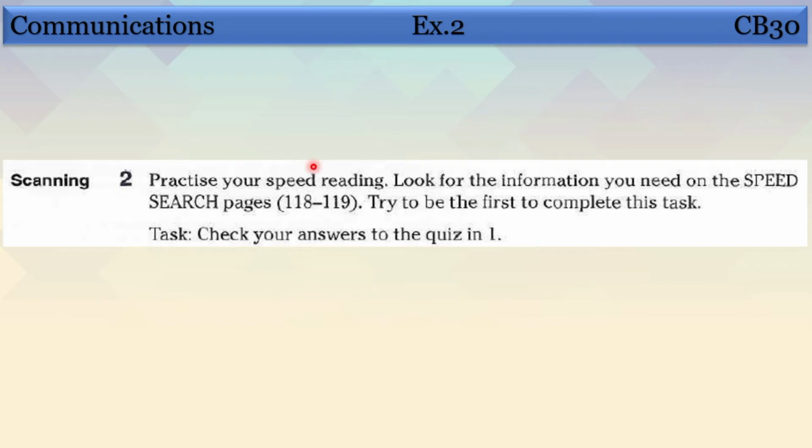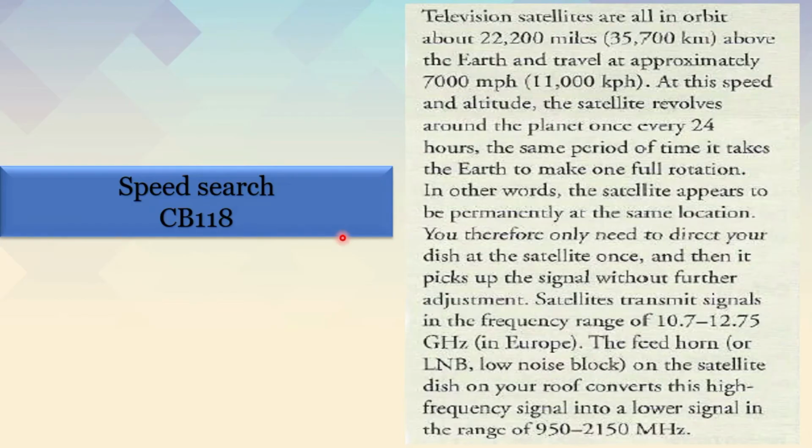Task 2. Practice your speed reading. Look for information you need on the speed search page 118 to 119. Try to be the first to complete this task. The task is check your answers to the quiz in 1. Now scan quickly for the answers and check if your answers after reading are the same as your guesses. Remember, when you scan, you don't need to read every word of the text. Pause the video and scan the text.